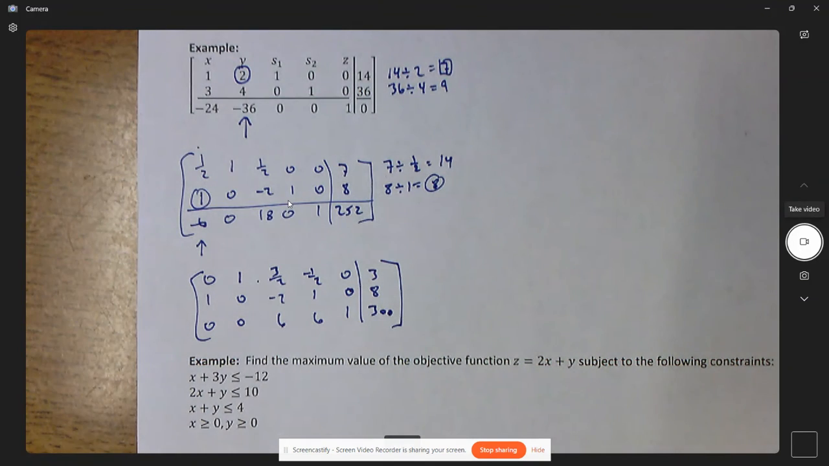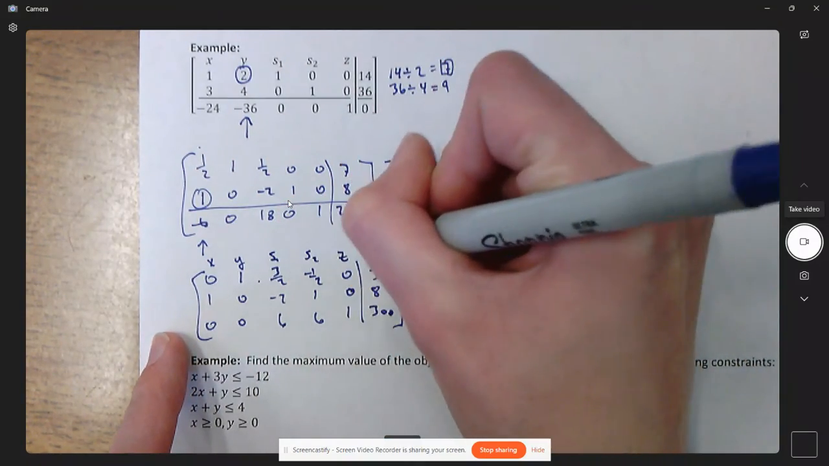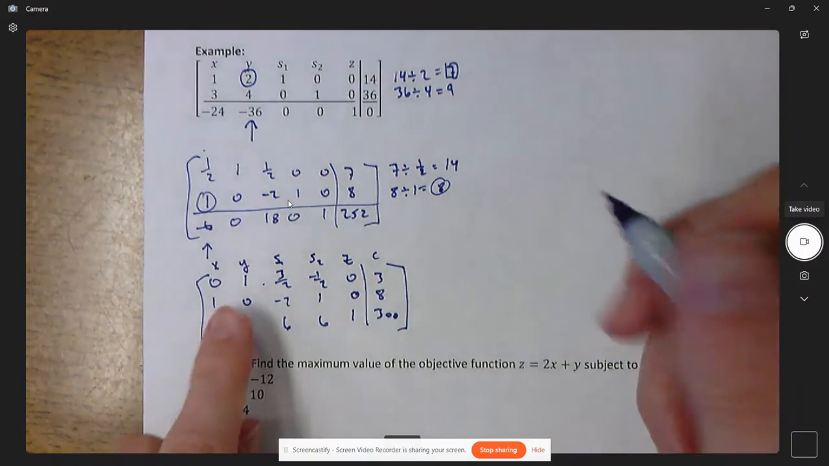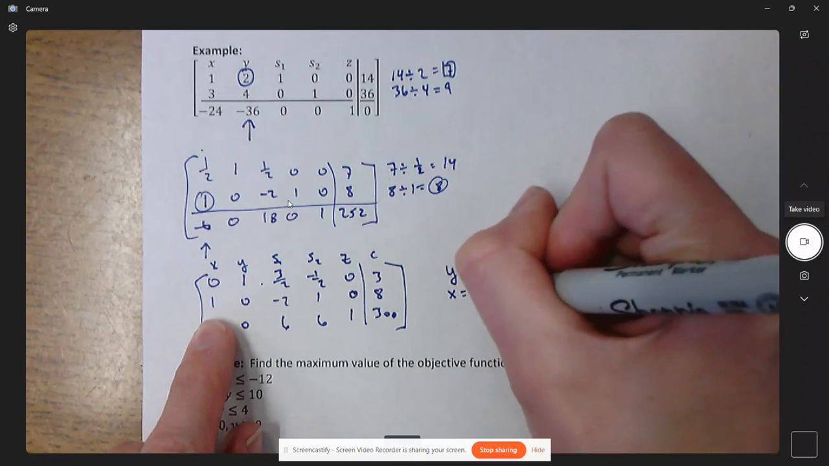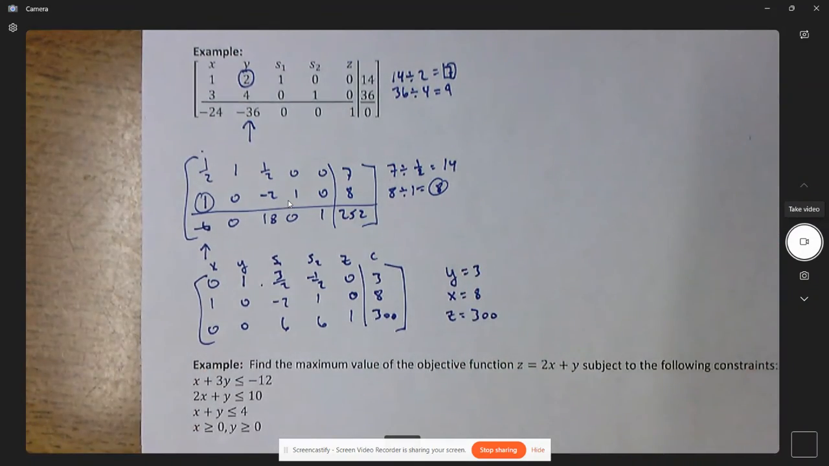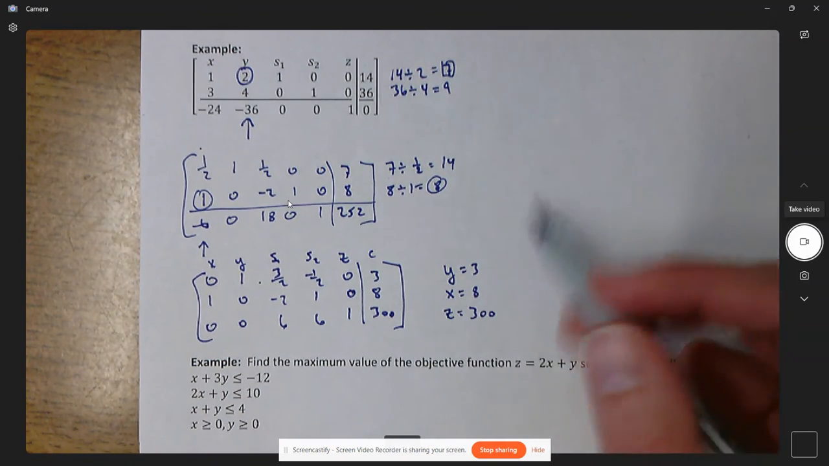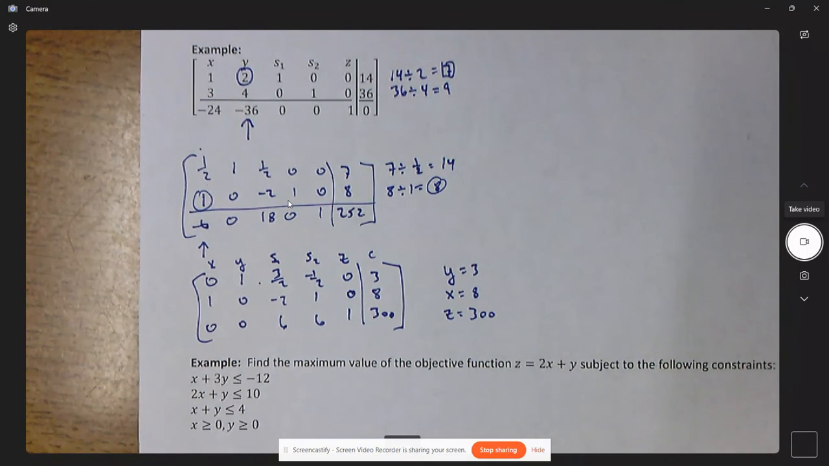So there's that matrix that we just did. All right, so from here, I'm just going to pull out what my solutions are. So remember, this is x, y, slack 1, slack 2, z, and that's our constant. So this top row is telling me that y equals 3. This one's telling me x equals 8. And this one's telling me that z is 300. Okay, so our solution to this problem, we don't have any context to really say what this means, but it's saying that when x is 8 and y is 3, z will become 300, and that's your maximum. That's the maximized problem here.